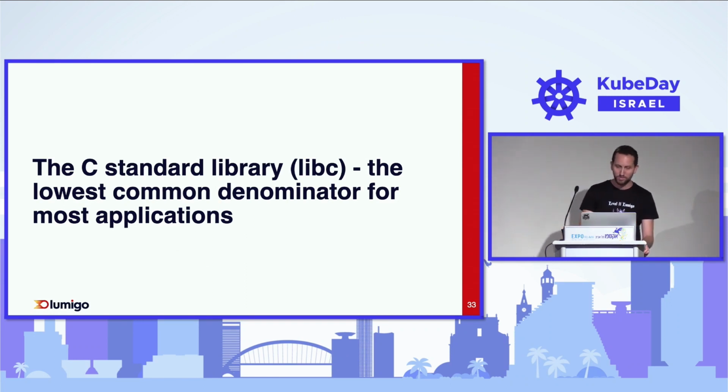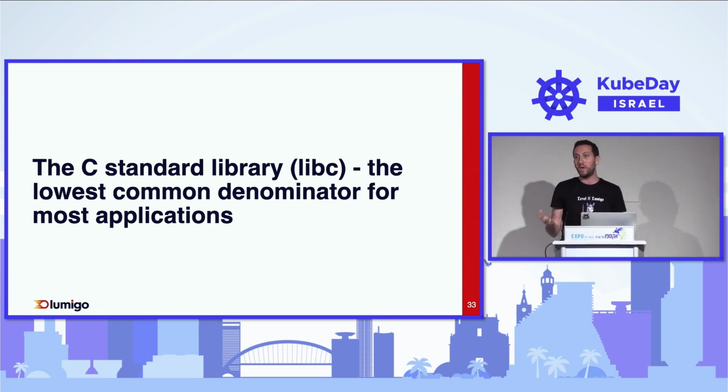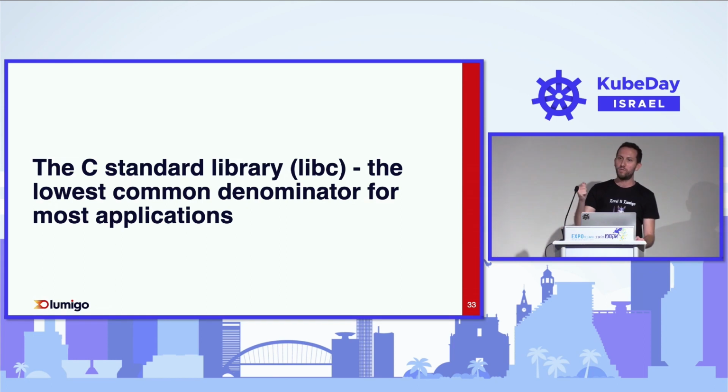Now, you can start to see where I'm going with this. So if we had a way to hook into libc and basically control the value that it gets and receives, we would be able to set the right envar for the right process.